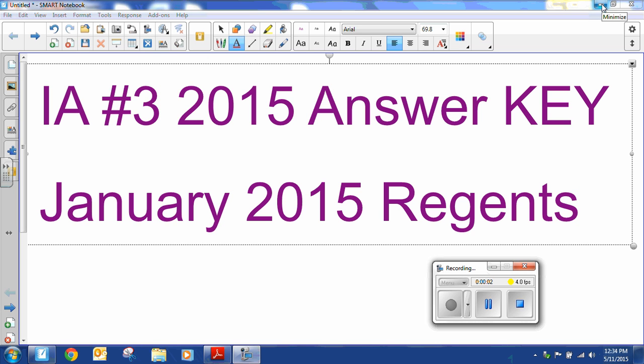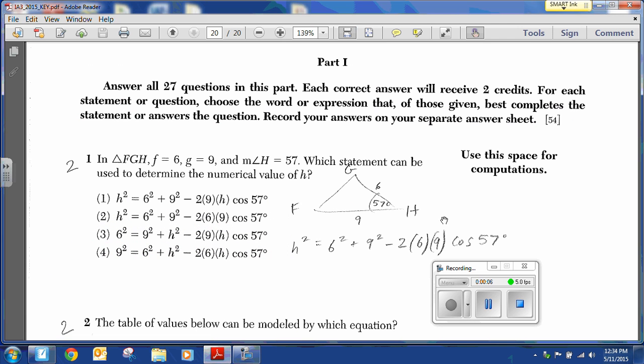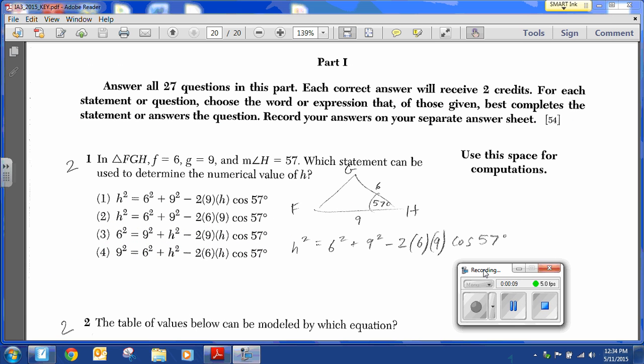Okay, here's the answer key to the January 2015 Regents. Number one, this is pretty much straight law of cosines. You plug in, sketch it out, calculate, the answer is 1.